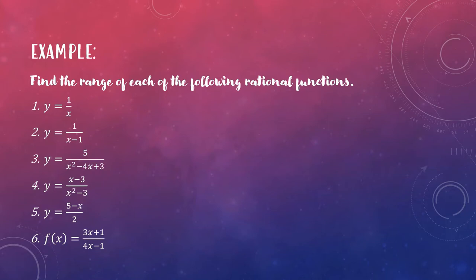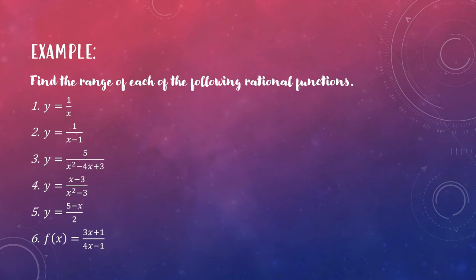So we have here an example in finding the range of a rational function. Find the range of each of the following rational functions. For number 1, we have y equals 1 over x. Number 2, we have y equals 1 over x minus 1.